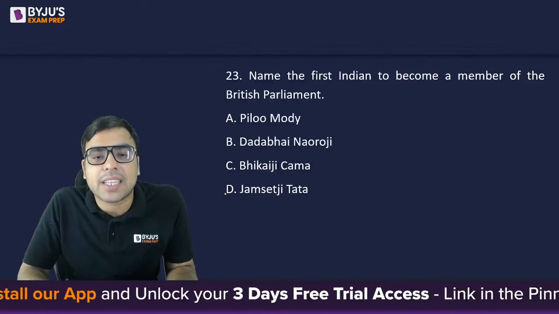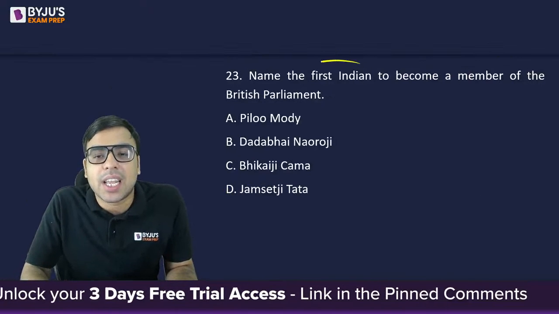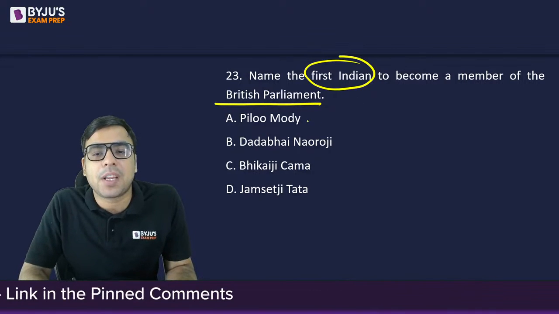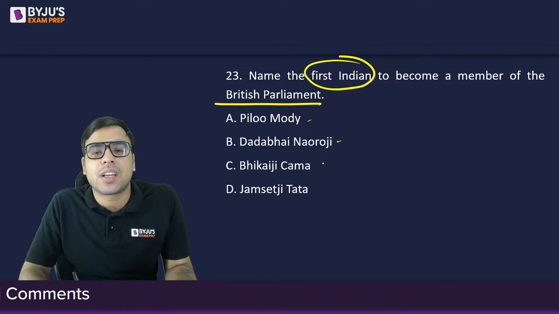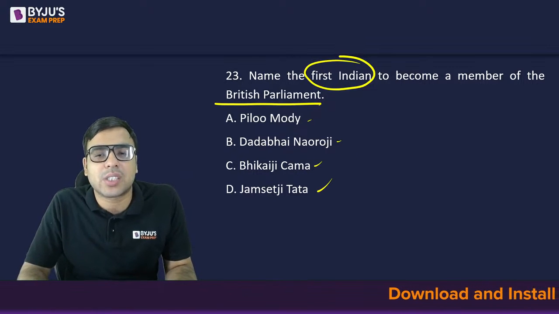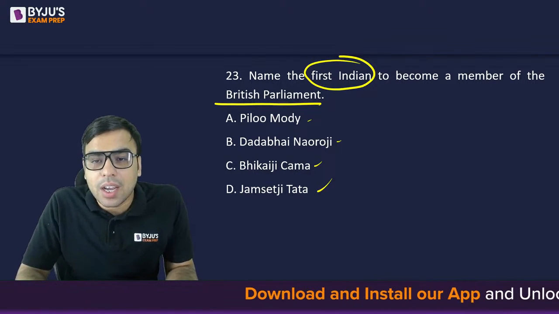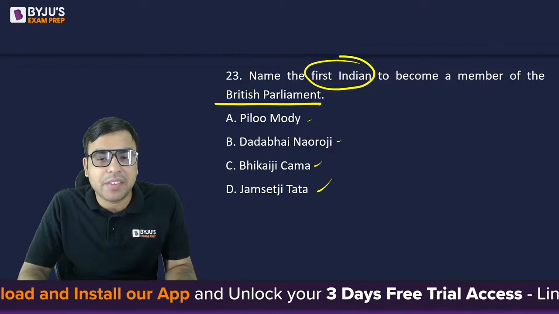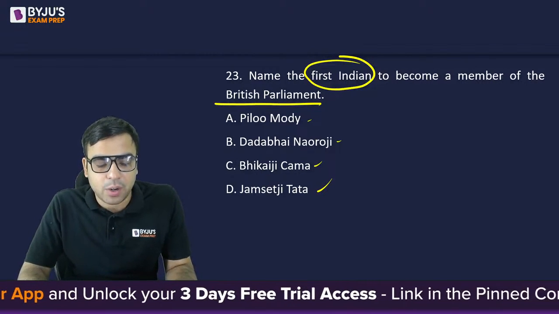Okay. The next one is question number 23. Name the first Indian to become a member of British Parliament. Your options are P.L. Modi, Dadabhai Naoroji, Bhikaji Cama, Jamshedji Tata. What is the right answer to this question? First Indian जो कि British Parliament के member बने थे. This is actually very very famous. So you should be knowing it.